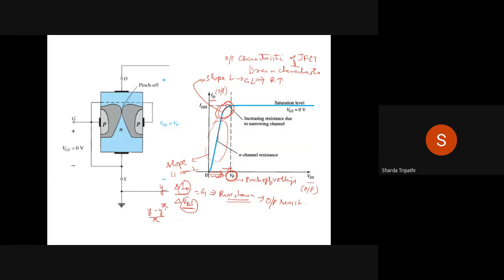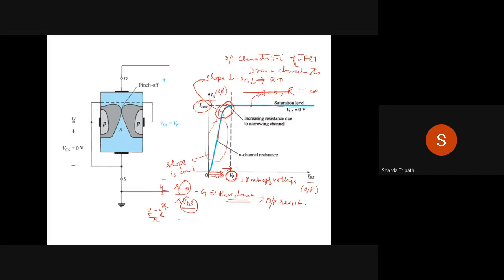And eventually, when VDS is actually equal to VP, at that time the curve becomes entirely flat. That means in this region, the curve becomes flat. That means the slope is 0. That means conductance is 0, or you can say that the resistance almost becomes infinity. So this region where the slope is becoming 0 is denoted by IDSS, or the saturation current, the maximum saturation current. This is known as maximum saturation current or IDSS.